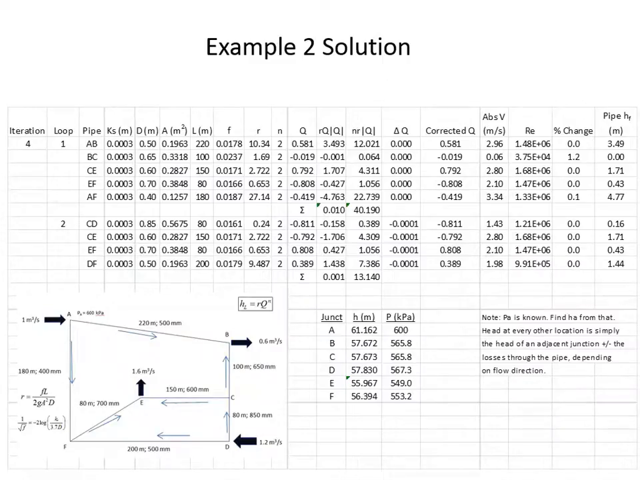Now here's the solution. This is what comes out of the end of that spreadsheet, and I've got the values there in your handout for you. At the end, you have the corrected flow rates and the head loss through each pipe, and then you take that head loss to calculate the head at each junction and therefore the pressure at each junction.